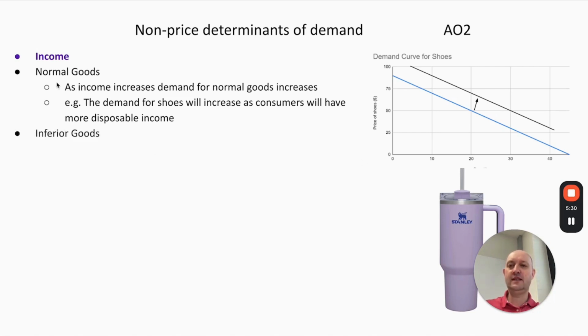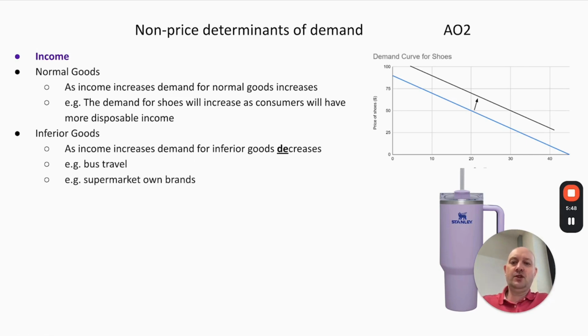However, we now need to distinguish between normal goods and inferior goods. So normal goods is when income goes up, demand goes up. But there are some goods where as income increases, demand for these goods will actually go down. This doesn't make much sense, does it? But if I give you some examples, hopefully it will. So two examples are bus travel and supermarket-owned brands.